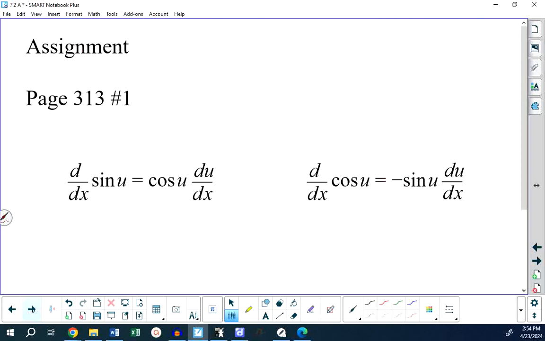So some problems dealing with this on page 313. There's a whole whack of problems.